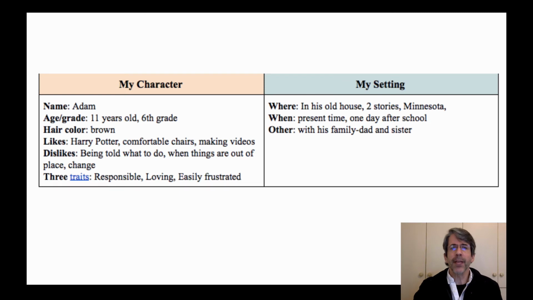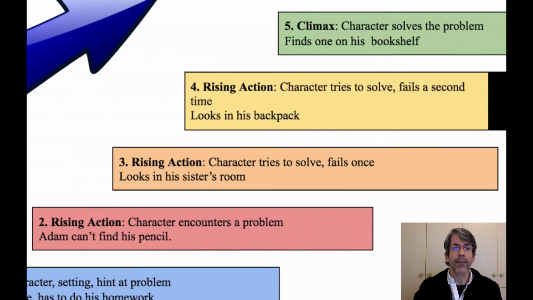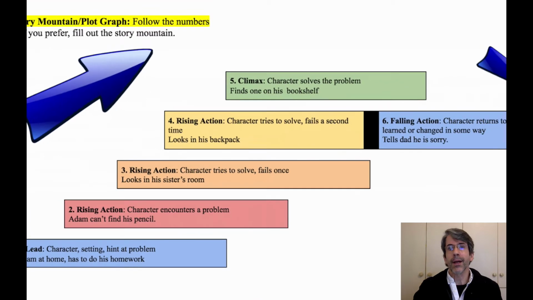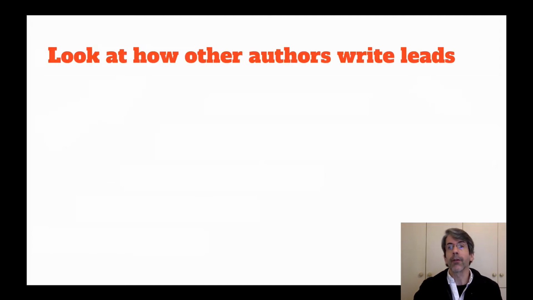So we've got this information, and we know what happens. We know at the beginning, number two there, it says Adam can't find his pencil. He looks in his sister's room, he looks in his backpack, then he finds one. And so, kind of boring. So how do we do this? How do we write a lead to get somebody interested in this story? Well, we're going to look at how other authors write their leads.